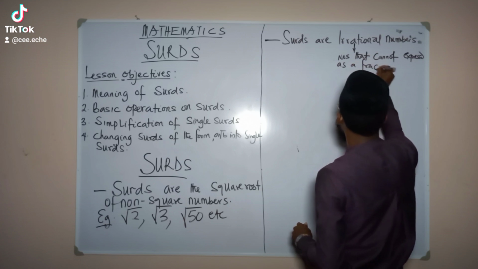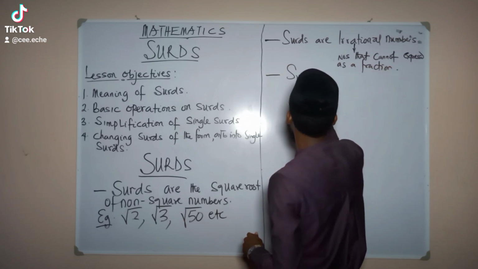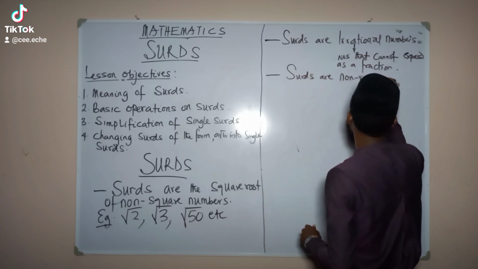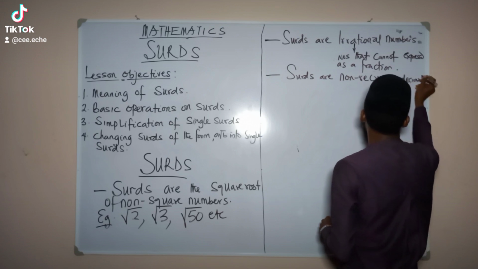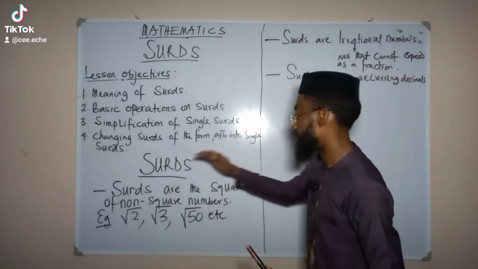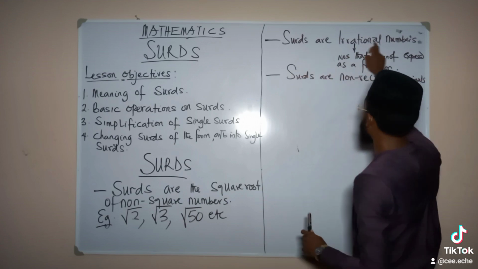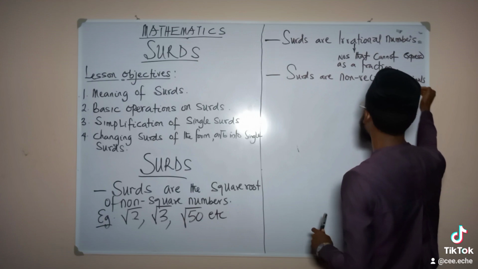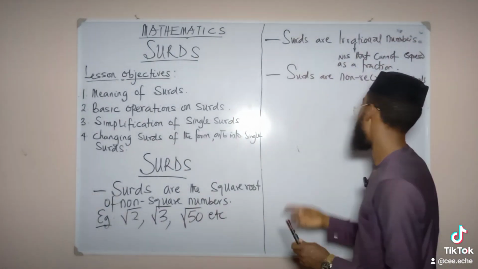And most importantly, we also said that surds are non-recurring decimals. So in the exam hall, if you put up any of these three definitions, you're going to get your full mark. Surds are the square root of non-square numbers. They are also referred to as irrational numbers. I've explained what irrational numbers are. And surds are also non-recurring decimals. Of course, irrational numbers are non-recurring decimals, if you know what I mean.